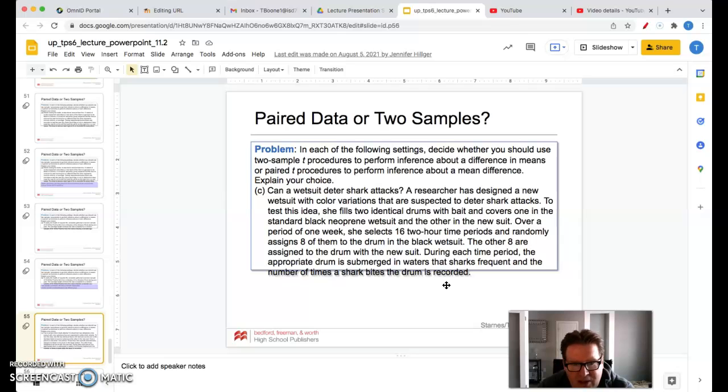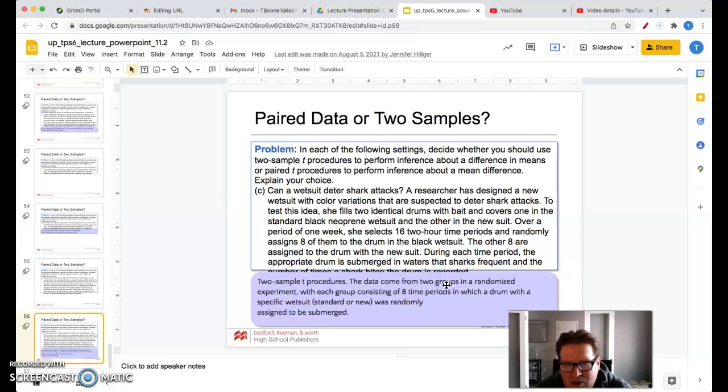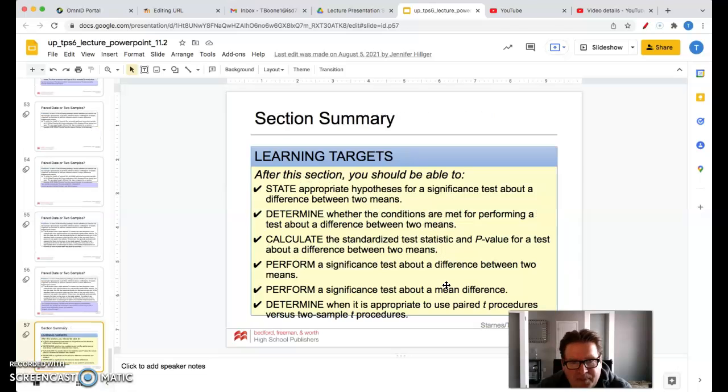Again, I think in this case, we're going to be looking at a two-sample t. We're coming from two groups, with each group consisting of 8 time periods with a drum that's randomly assigned to be submerged. So yeah, it's not paired. It's not paired up, so it's two-sample t. All right, so again, those are some examples of those.